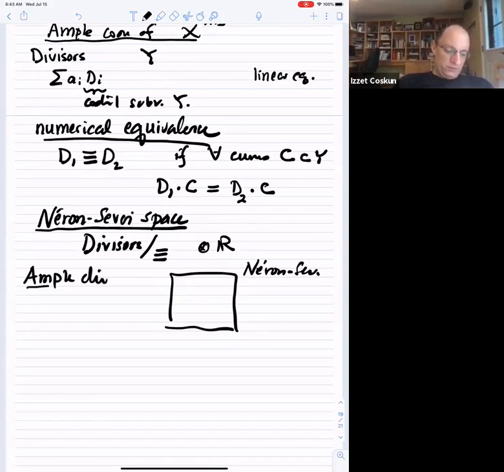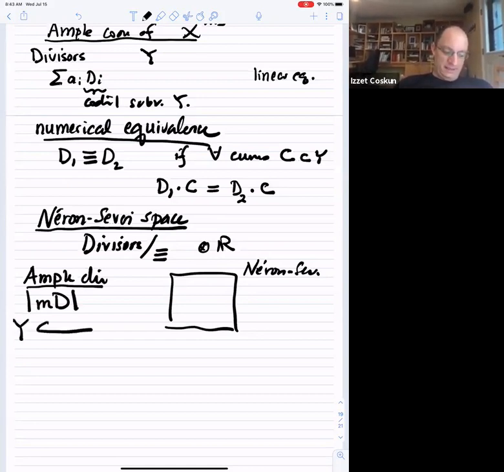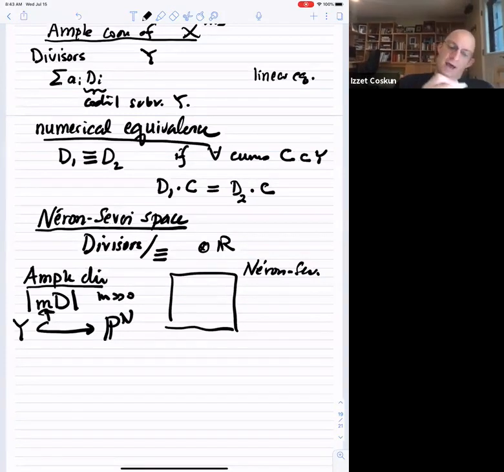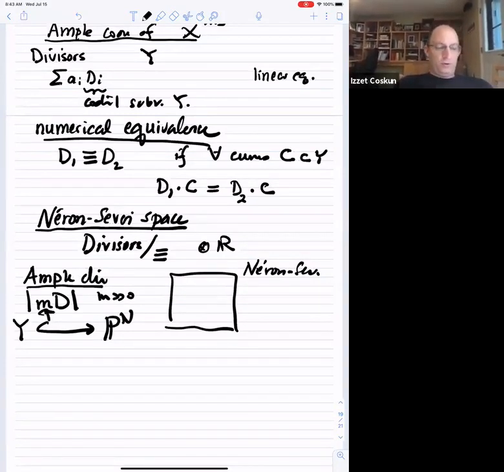Then each time you have an ample divisor, and let me remind you what ample divisor means. Ample means that if you have a D, then some multiple of that, if you look at all the sections of this O_X(mD), then you get an embedding from Y into some projective space for some sufficiently large m, right? And it turns out that being ample is a numerical condition. If a divisor is ample and some other divisor is numerically equivalent to it, then it's also ample.